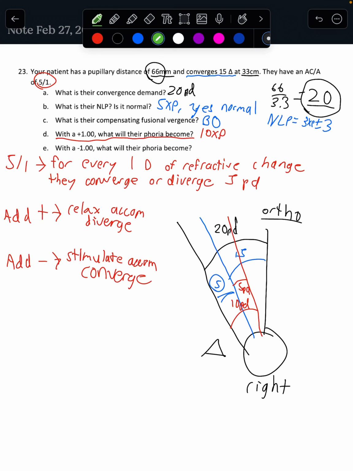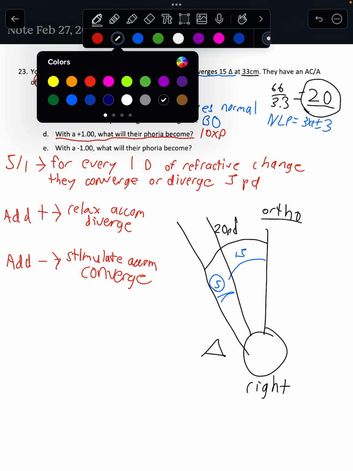Okay, and then now we add a -1 lens. So if we add minus lenses, we're stimulating accommodation and we're converging. So this time we know they're going to converge from where they were. We're going to ignore the red lines. I'm just going to erase them. Sorry, this is very unprofessional. Just ignore me. Okay.